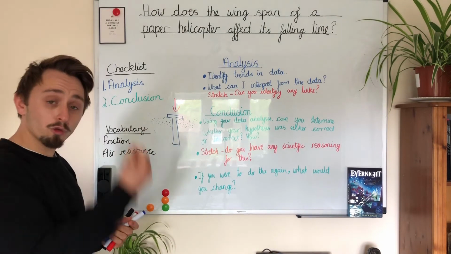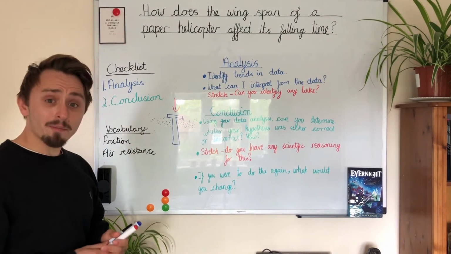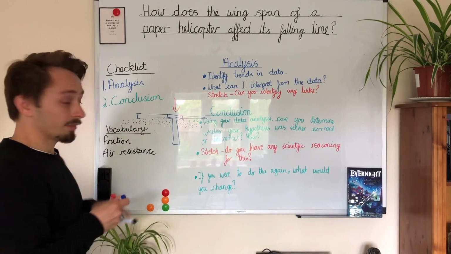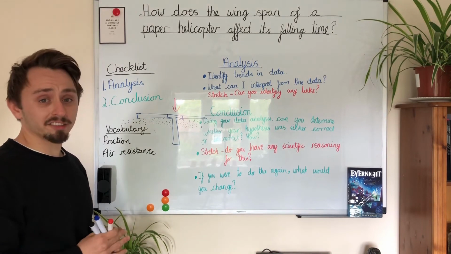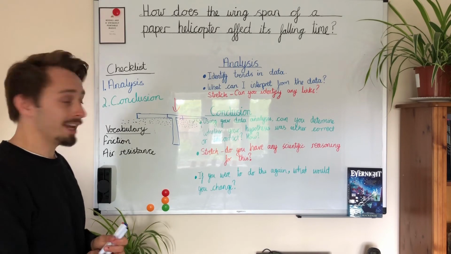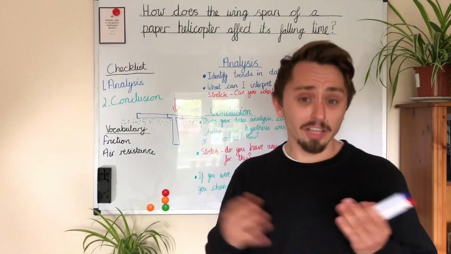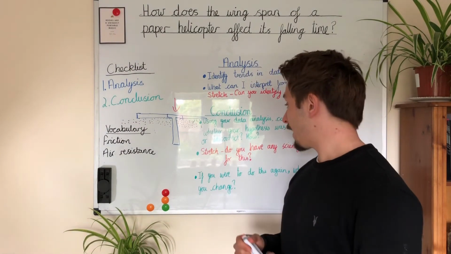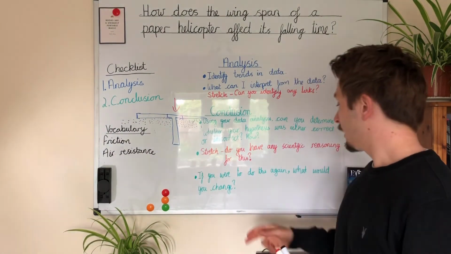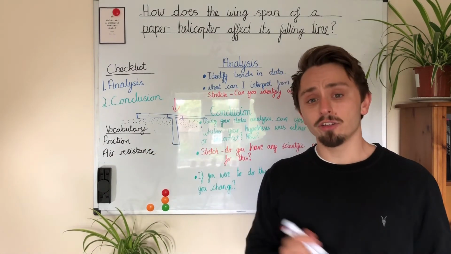Therefore it's going to fall quicker because there is less friction slowing its descent. Again, if I made the wings a lot bigger, there will be a greater amount of air resistance because there is more friction created between the particles in the air and the paper helicopter itself. Science. So there's our stretch activity. We've talked about that. We know what our vocabulary means. So if you want to do this, make sure you are including this vocabulary in your conclusion.